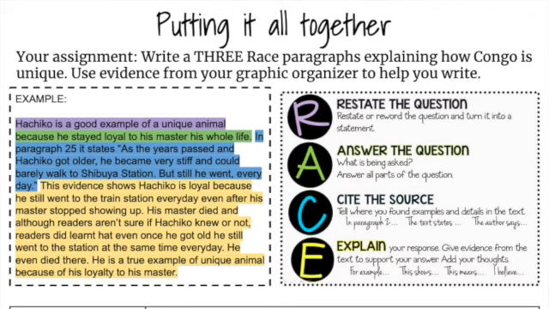Now it's time to cite the source. So tell where you found examples and details in the text. In paragraph 2, or the text states, or the author stated, or according to the text, you can use any of those sentence starters, and then you're going to give your evidence. Mine says in paragraph 25, it states, as the years passed and Hachiko got older, he became very stiff and could barely walk to Shibuya Station, but still he went every day. If you listen, you'll notice that came directly from my graphic organizer. So all I'm really doing is copying and pasting from that graphic organizer and pulling it and putting it onto my slide with my paragraph.